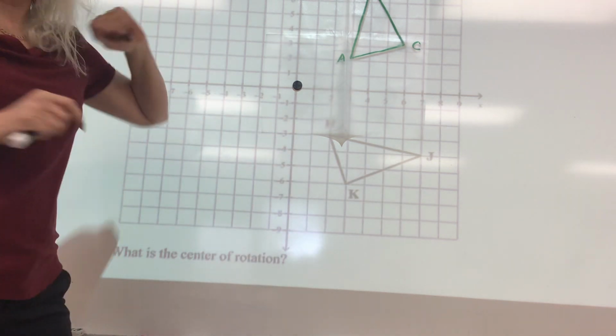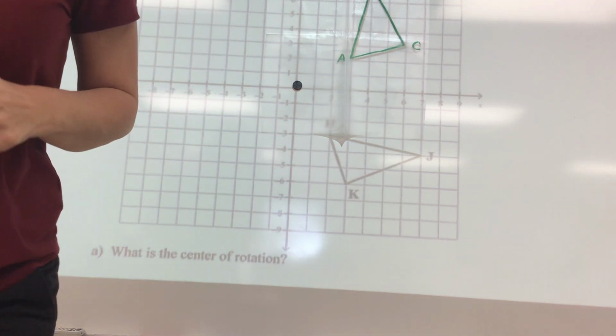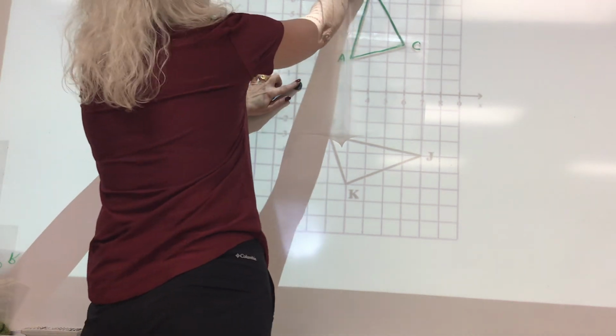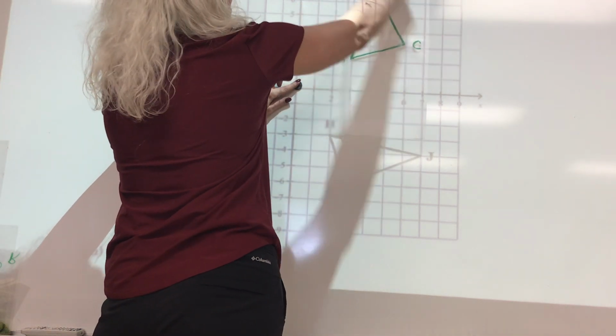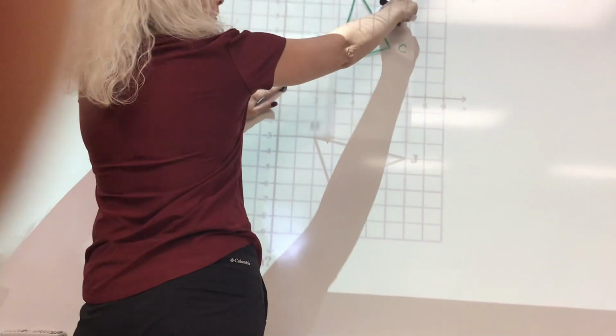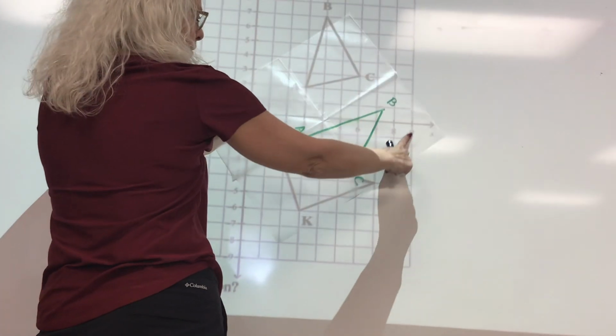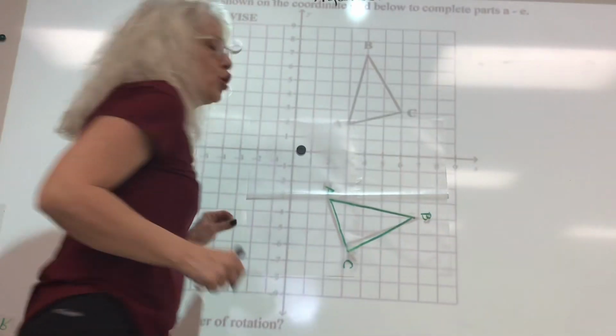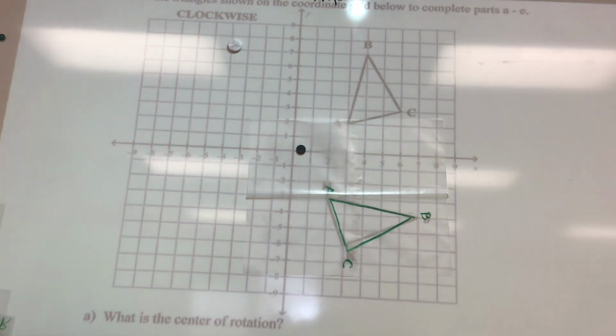So the title was Rotations About the Origin, so I'm putting my finger on the origin, and now I'm going to rotate this figure until I get to its image. Your job is to figure out how many degrees I turned it. But in order to do that, we've got to learn some vocabulary.